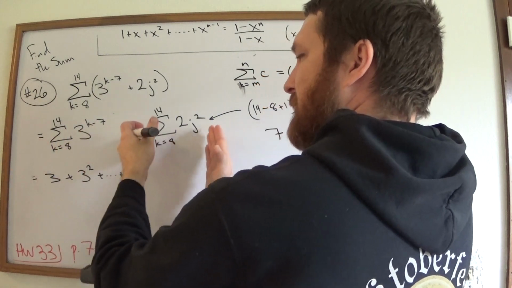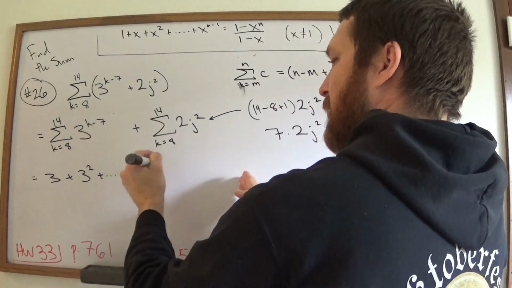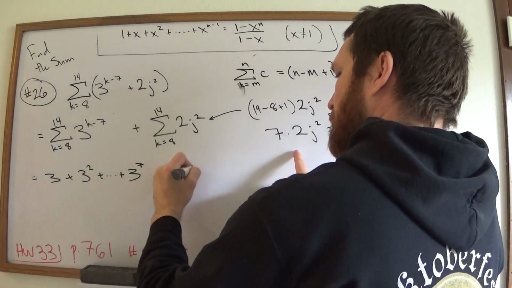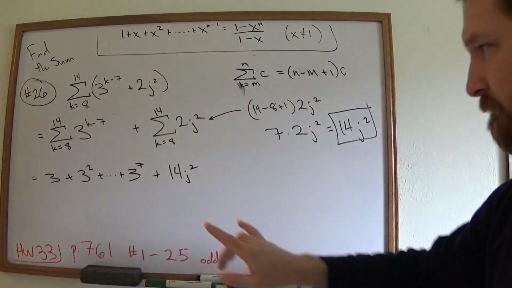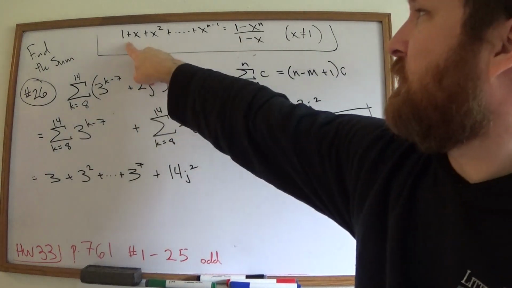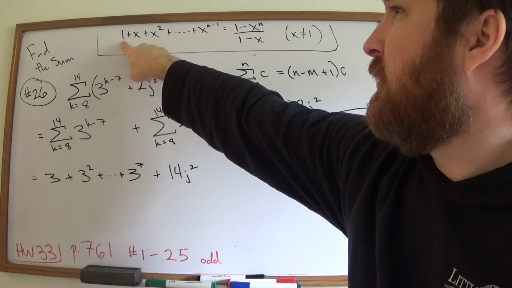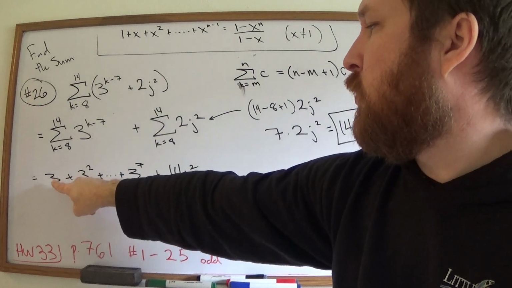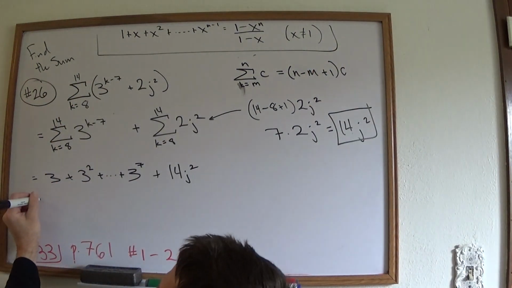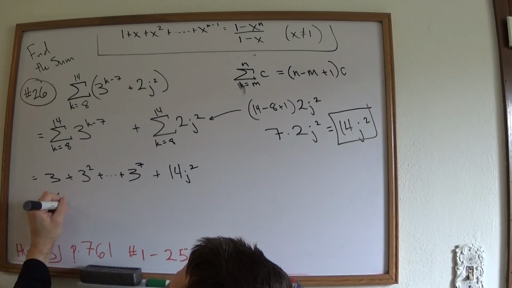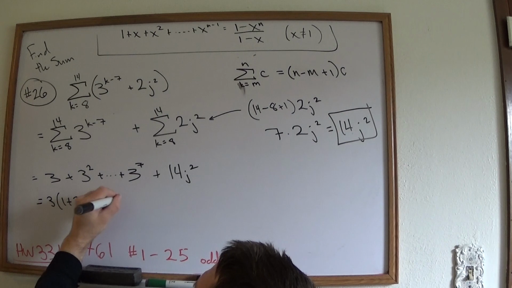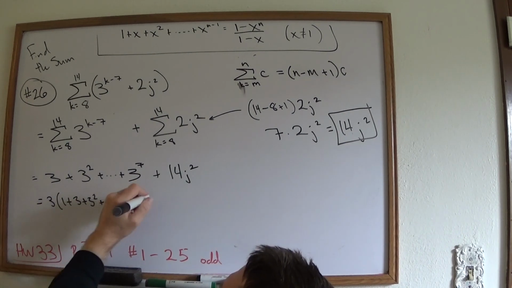The other part is this part right here, which we already knew was 14 j squared. We are not quite at this yet because we need to get a 1 in the front. So I'm going to factor out a 3 to give me a 1 in the front. And so here we go. 3 times 1 plus 3 squared all the way up to 3 to the 6th.